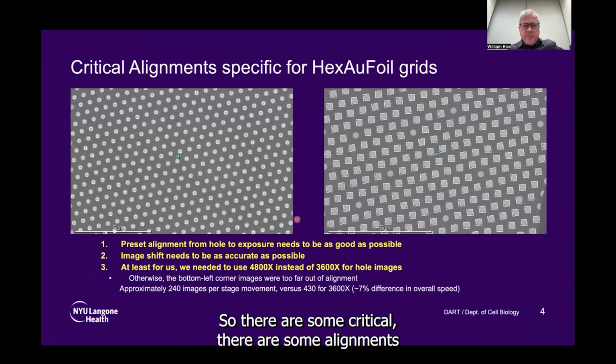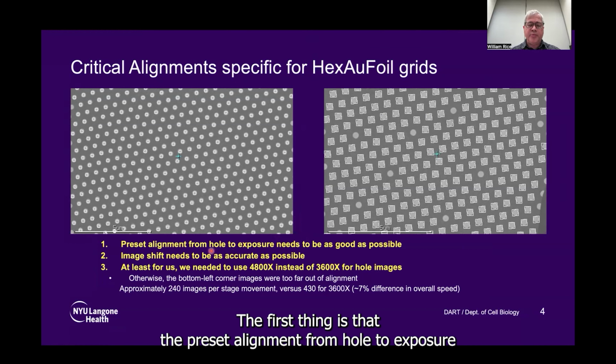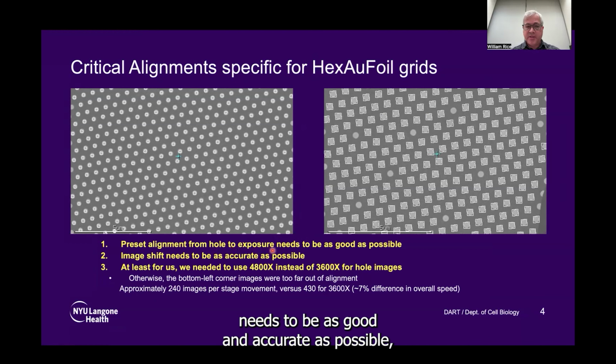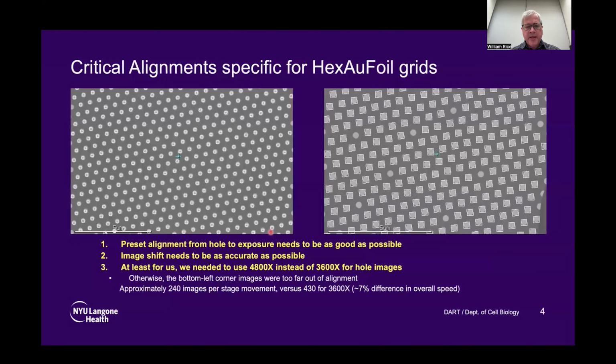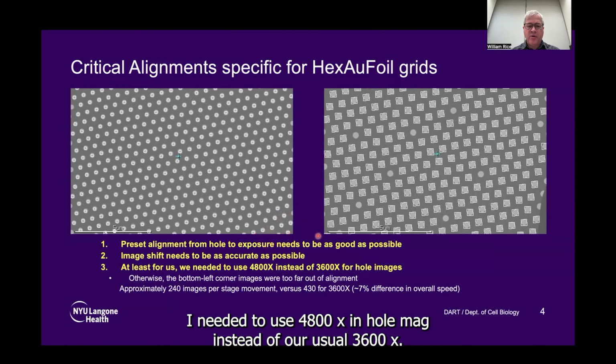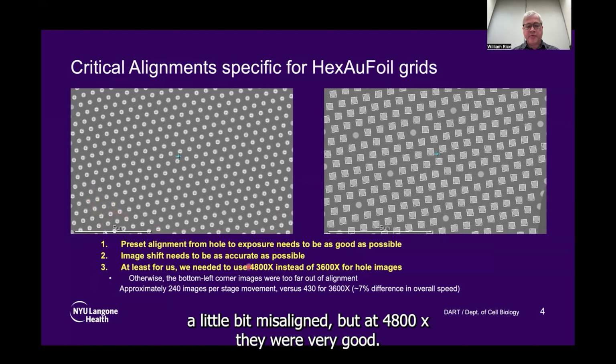There are some alignments that are absolutely critical for data collection on HexAuFoil grids. The first thing is that the preset alignment from hole to exposure needs to be as good and accurate as possible. And secondly, and most importantly, the image shift needs to be as accurate as possible. And even with this, making it as accurate as possible, I found I needed to use 4800x in hole mag instead of our usual 3000x, 3600x. Otherwise, the bottom left corner of the images were always a little bit misaligned. But at 4800x, they were very good.